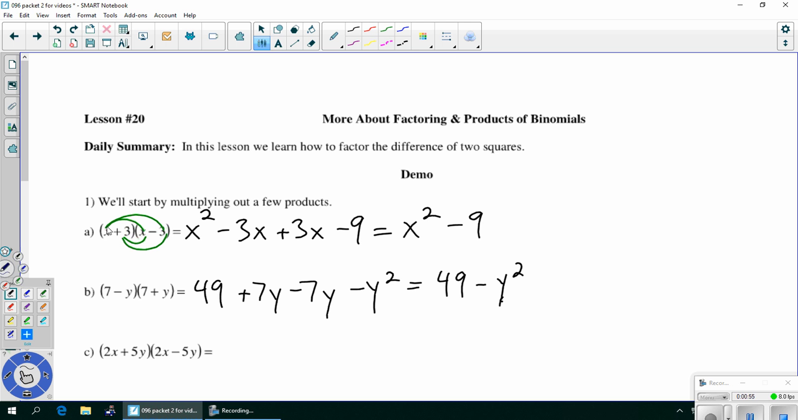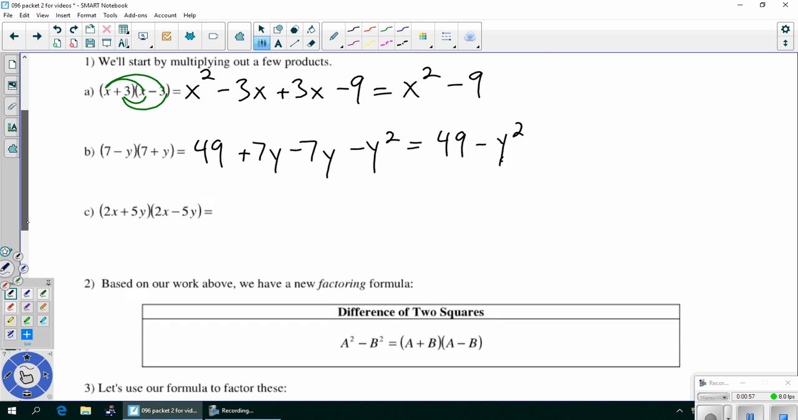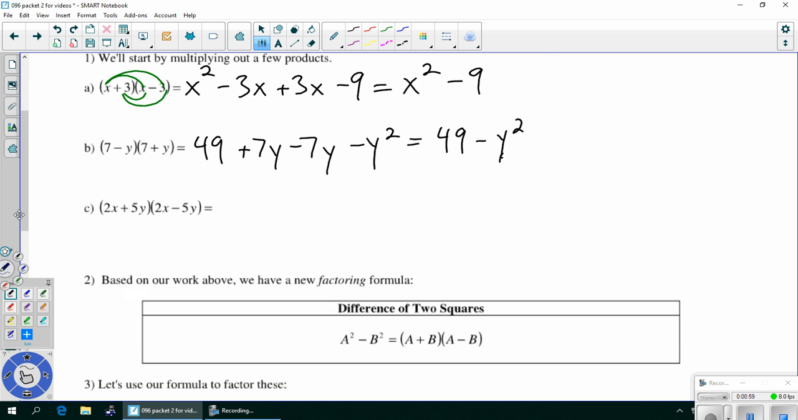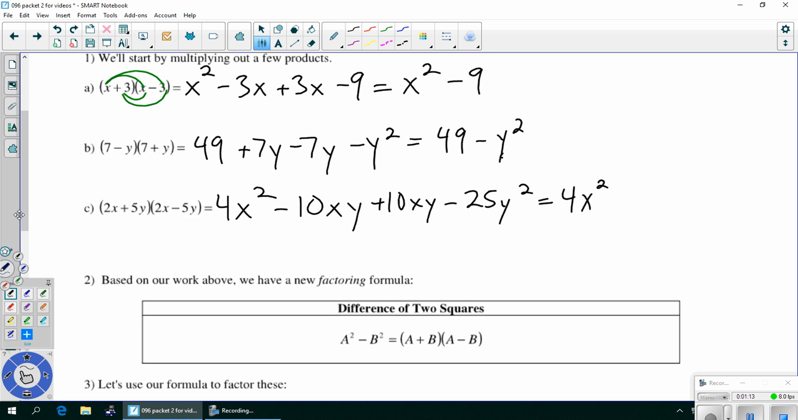And then finally, 2x plus 5y times 2x minus 5y. First, 4x squared. Outers, negative 10xy. Inners, positive 10xy. Last, minus 25y squared. Combining like terms. Again, the two terms in the middle cancel, minus 10xy plus 10xy. So we're just left with 4x squared minus 25y squared.